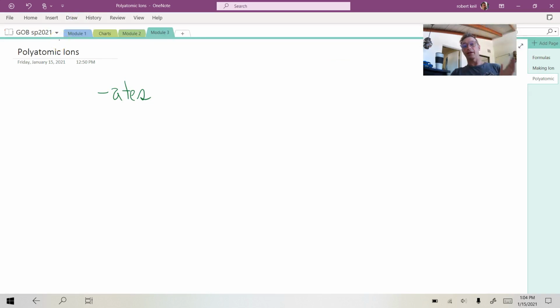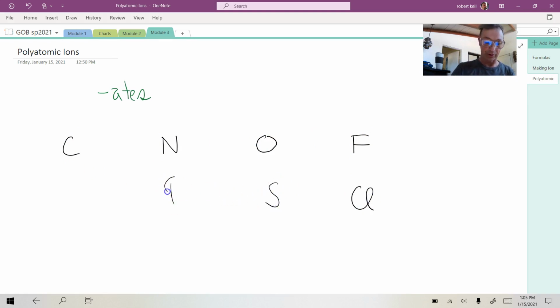And -ate means they end in ATE. So what I'm going to do is draw a little periodic table here, just that end row. I'm going to put chlorine, sulfur, phosphorus, silicon. And I'm going to draw a bunch of compounds, and they're all going to be the -ates. This one doesn't have anything, and there is actually no compound of fluorine with oxygen, so I'll cross those off.